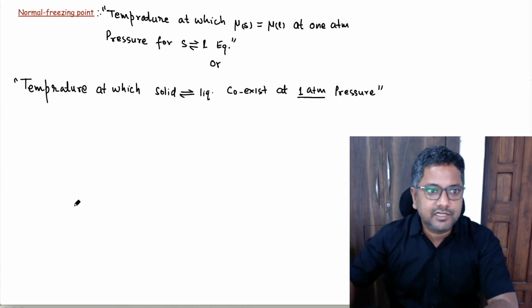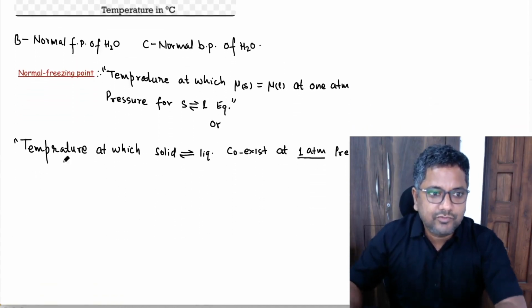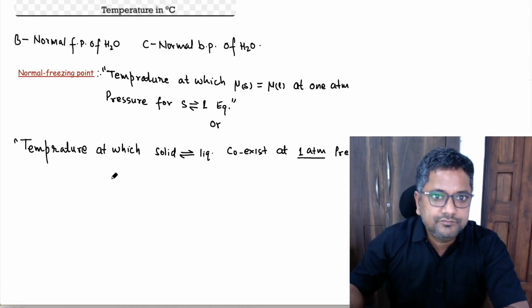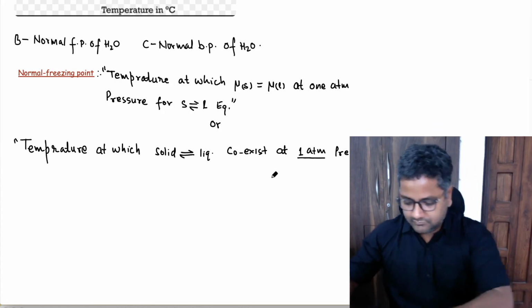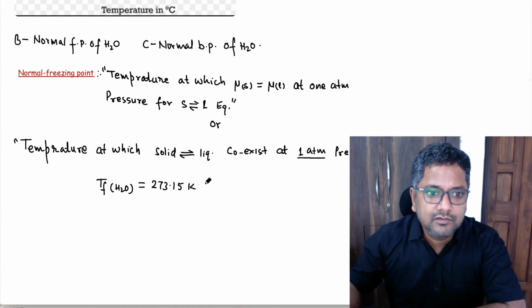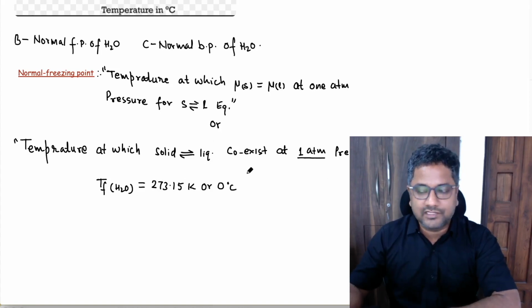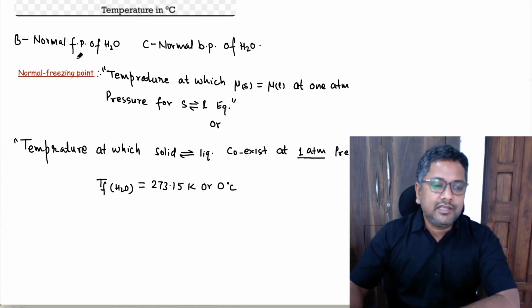Similarly, we can define the normal boiling point. So for water, at 1 atm, what temperature are we getting? The temperature is 0 degrees, so 273.15 Kelvin. So for water, the freezing point TF is equal to 273.15 Kelvin or 0 degrees Celsius, right? Because at this temperature and 1 atm pressure, the solid liquid equilibrium coexists.